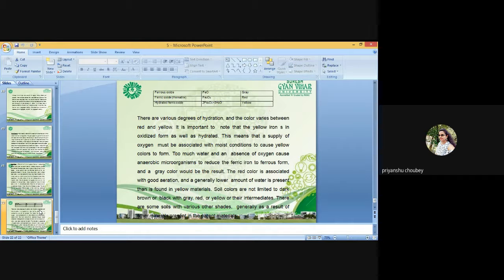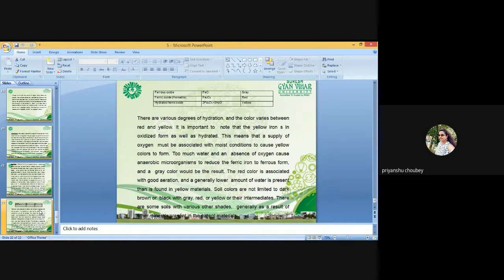The equivalent soil color name for this Munsell notation is red. Soils have a wide range of colors: red, brown, and even green. Some soils are nearly black, while some are nearly white. Adjacent soils may even have a different color.